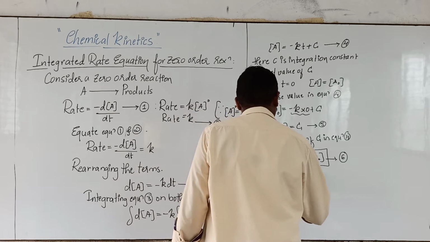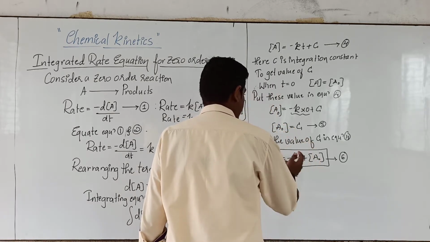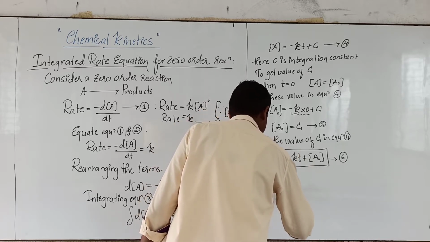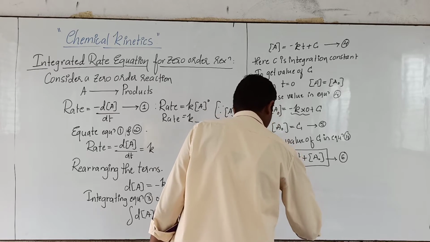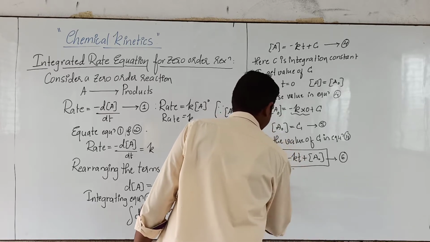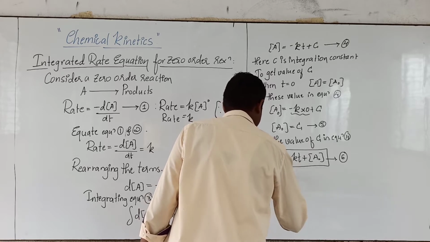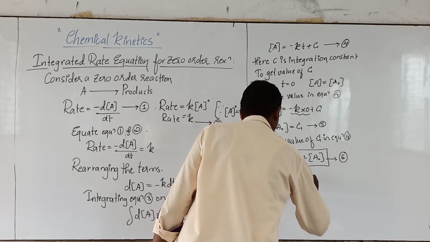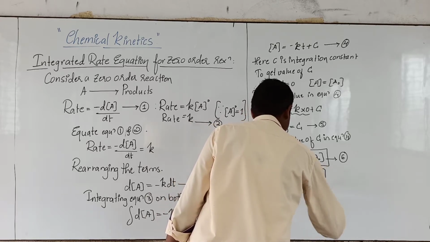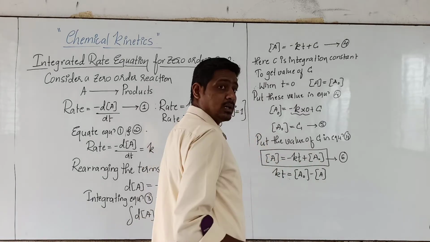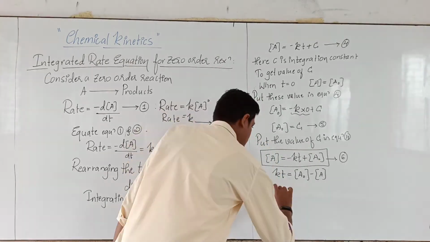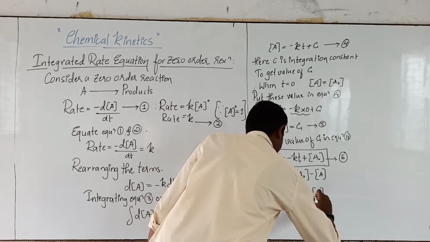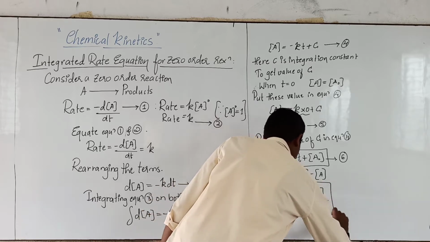Or we can write this as, see, KT you bring to this side. Let us simplify it and then write the integrated equation properly. KT you bring this side, so KT is equal to A naught minus A. I have rearranged it to get a proper value. Then K is equal to A naught minus A divided by T.